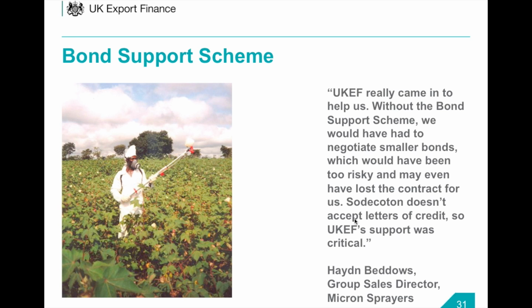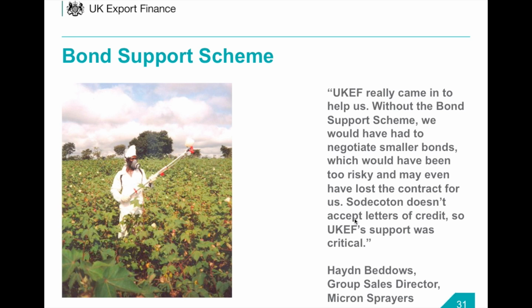Micron Sprayers had an existing £1 million working capital facility for overdraft and bonding with its bank. However, the advance payment guarantee would have used most of this up. This would make bidding for and accepting other export contracts difficult. So Micron Sprayers approached UK Export Finance for help.